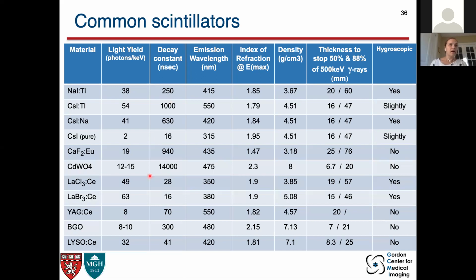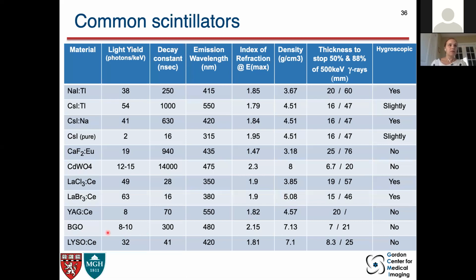Another example is lanthanum bromide, which has high light yield and is very fast, but it has relatively low density. So here we would need a very thick detector for it to be useful in PET also.